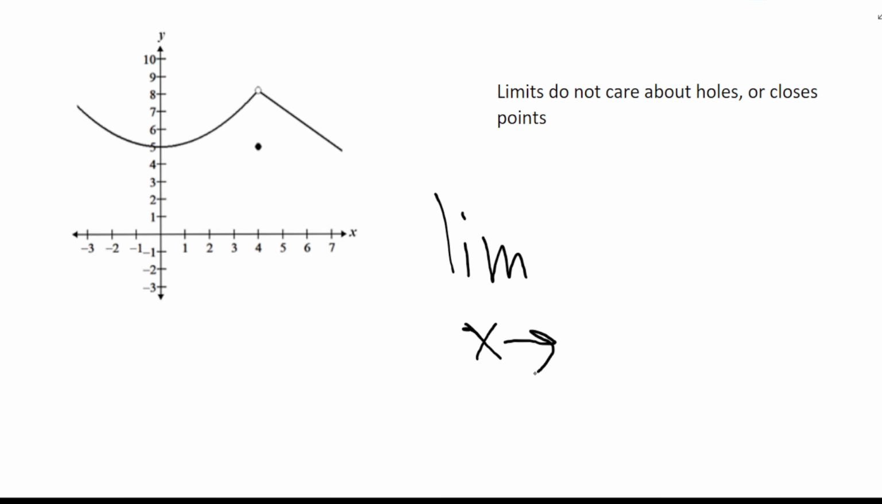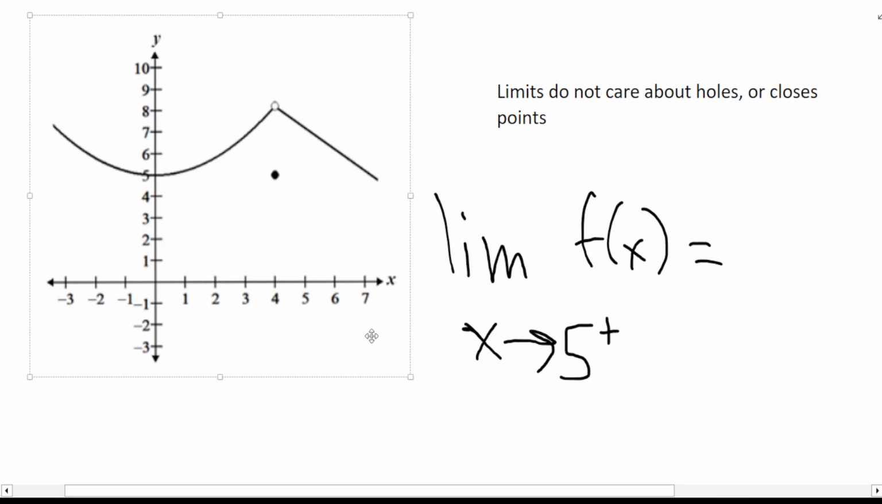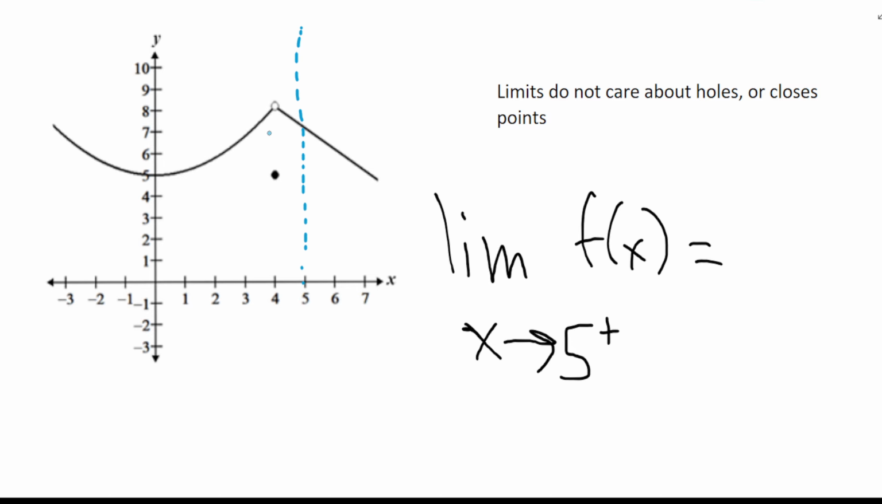If we take a look at this example right over here, let's say I'm going to ask you, what is the limit as x approaches 5 plus? Let me go ahead and make this a little bit bigger. While we're doing this, you want to find the number 5. That's going to be your first step. Go ahead and take a look at the number 5 and notice where it passes through. The second step is you're going to take a look at the sign. This plus sign means from the right.